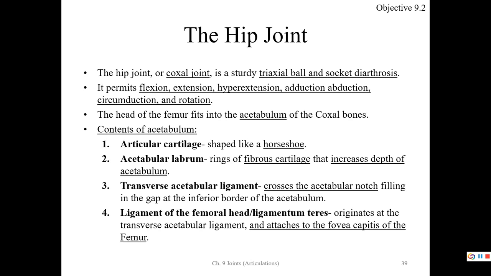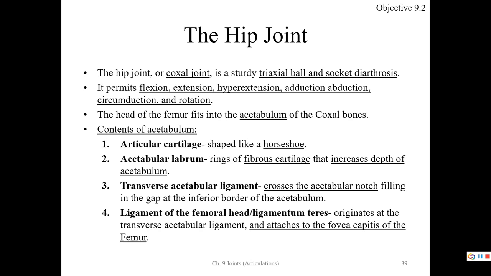Okay, what's going to happen is our head of the femur goes to the acetabulum. Now, associated here, there is in the acetabulum an articular cartilage shaped like a horseshoe or a toilet seat. Okay, the acetabular labrum, like there was a glenoid labrum, goes around and increases the depth of the acetabulum. There's also a transverse acetabular ligament.